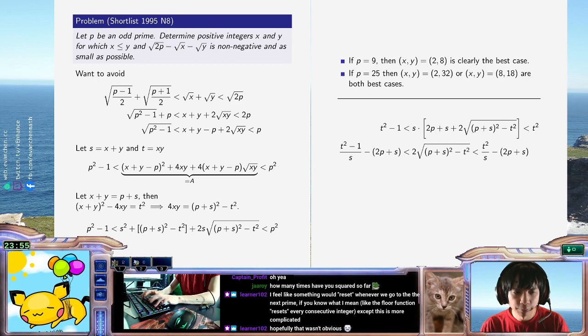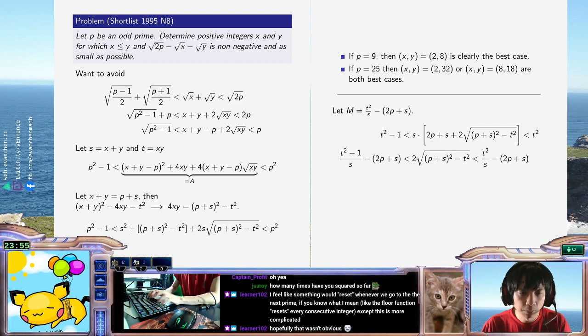Okay, we're gonna let m equal t squared minus 1 all over s minus 2p, t squared over s minus 2p plus s. I don't see a choice. I'm gonna square it. I'm gonna call this capital B. So this is b minus 1 over s is strictly less than.